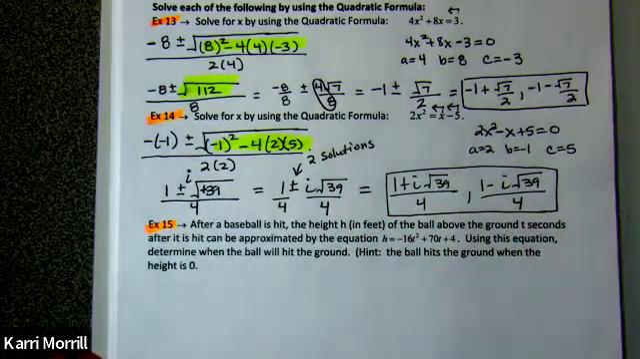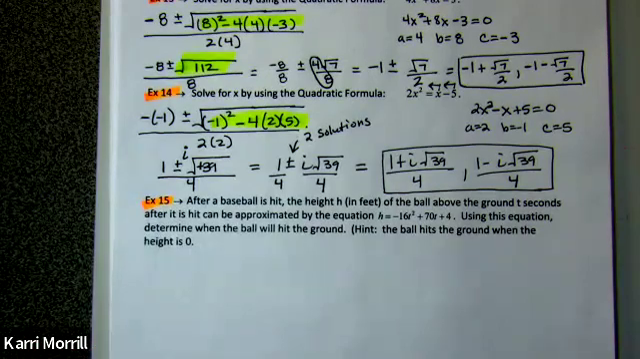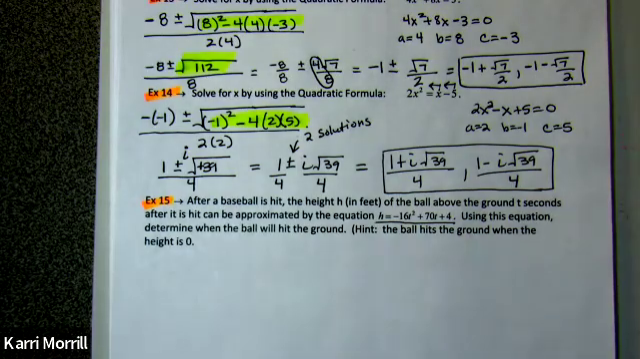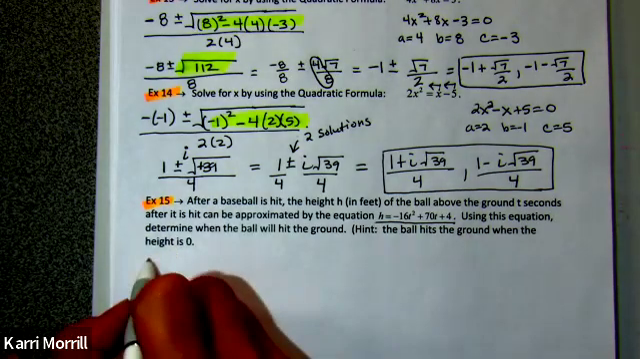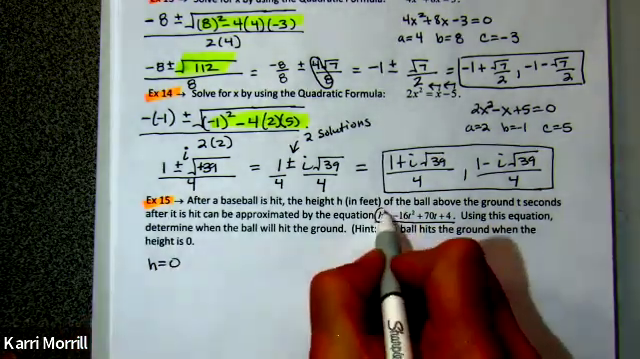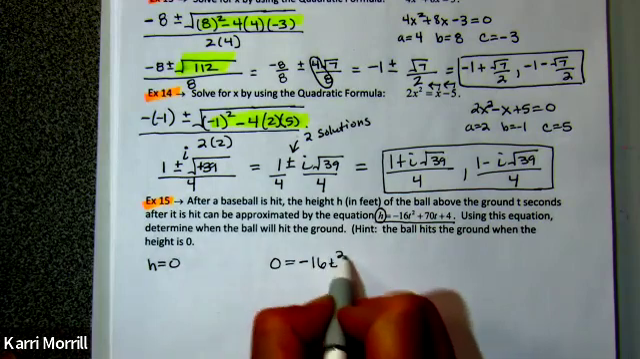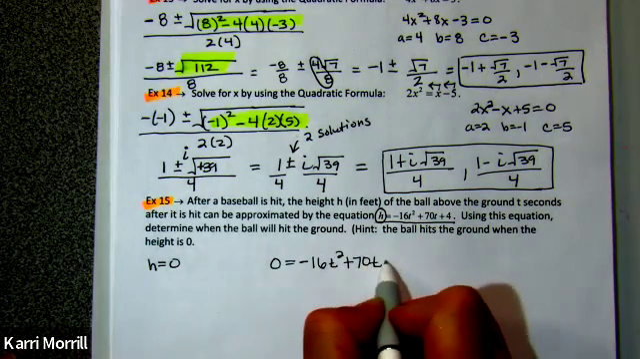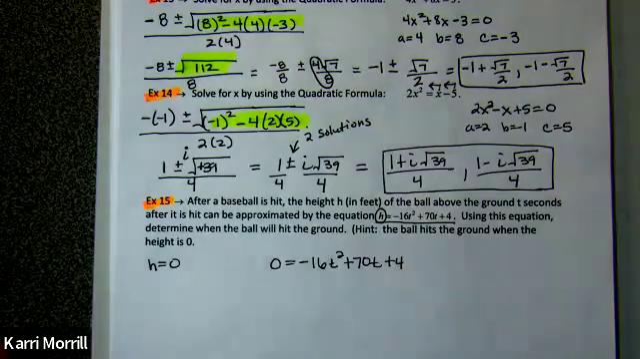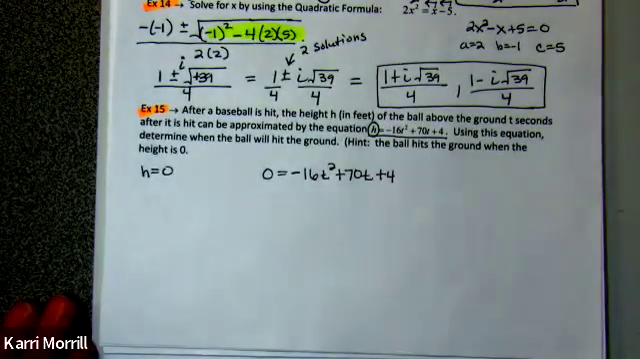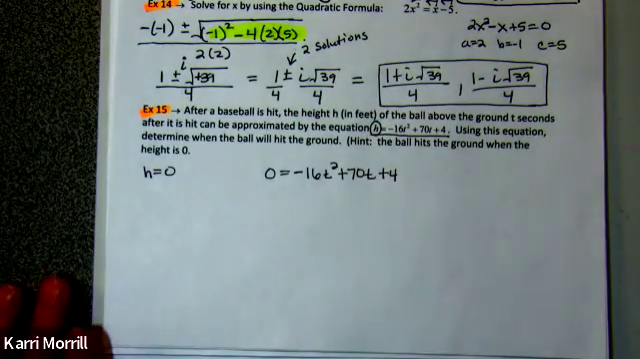And then we have an application problem. After a baseball is hit, the height h in feet of the ball off the ground t seconds after it is hit can be approximated by this equation. Using this equation, determine when the ball will hit the ground. So the height is 0 in that case, so we're just going to replace the h with 0. So this becomes a quadratic equation that we can just solve. It's already in standard form, and we can use the formula above to solve this.